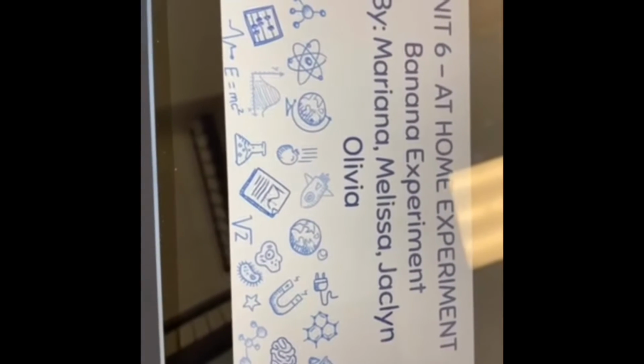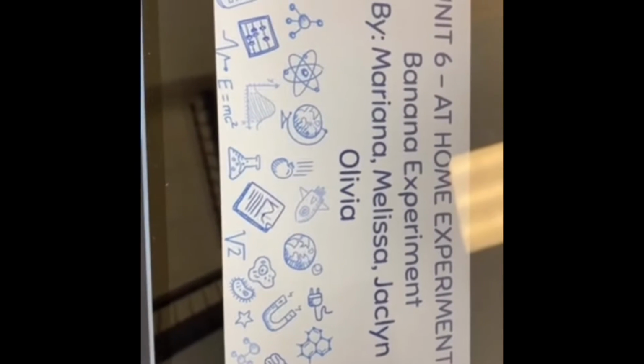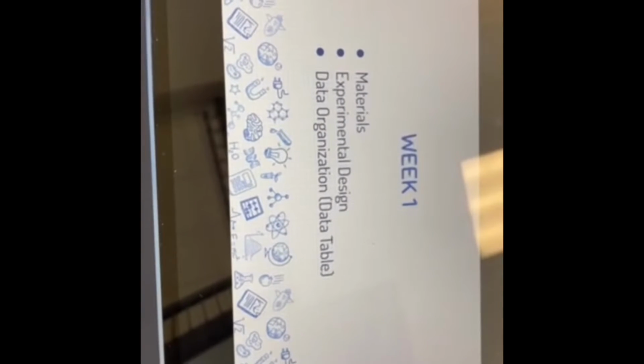Unit 6, At-Home Experiment, Banana Experiment. Week 1: Materials, Experimental Design, Data Organization.